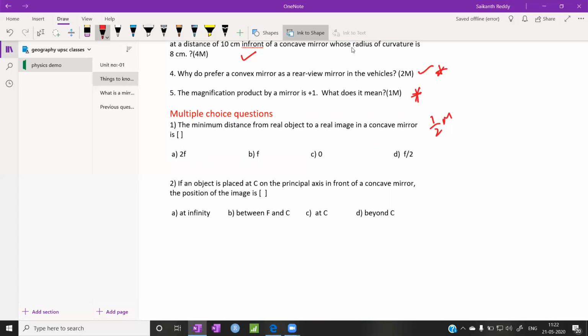So altogether, there is a chance of getting one 4-mark question, one 2-mark question, one 1-mark question, and one half-mark objective type question. So altogether, 4 plus 2 is 6, 6 plus 1 is 7, so 7.5 marks to 8 marks. Sometimes you may get 2 multiple choice questions. This is the probability.